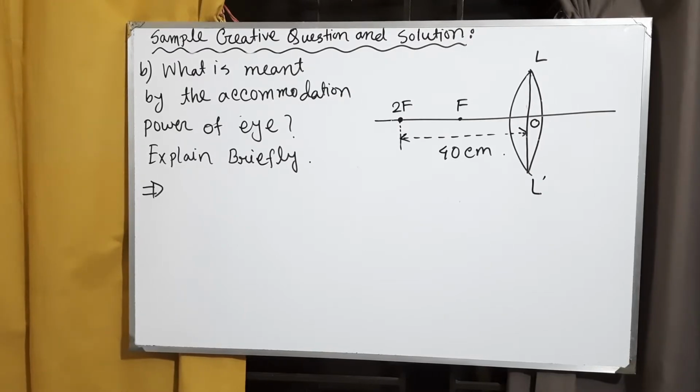Because of this power, the shape of the eye lens changes as it deems necessary, so the focal length changes too. And because of this change, for any distance the image created on our retina stays at the same point and we can see the object. So this is meant by the accommodation power of eye.